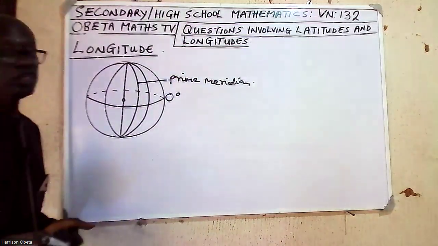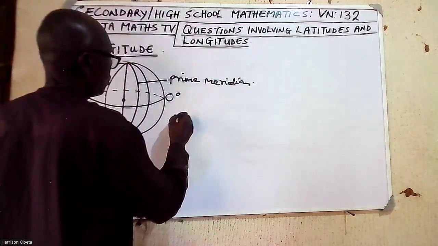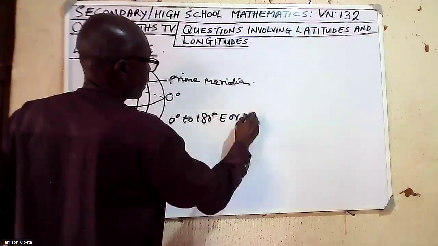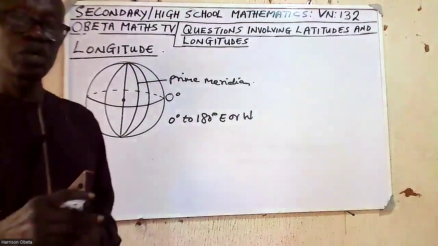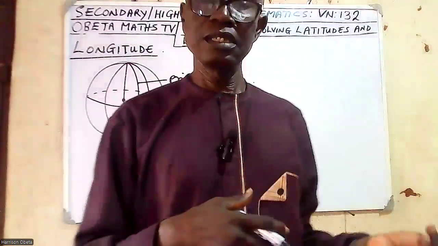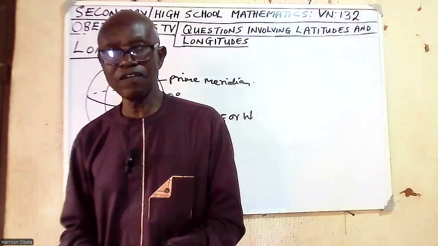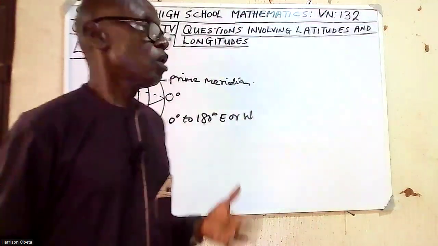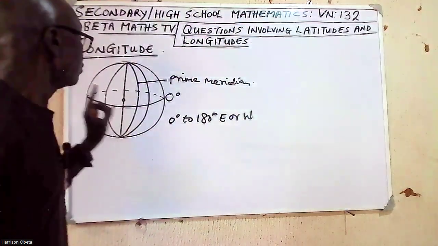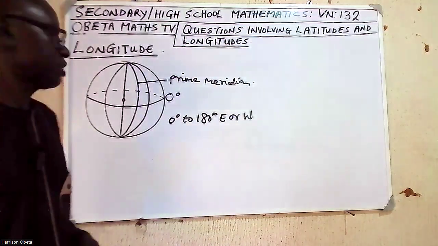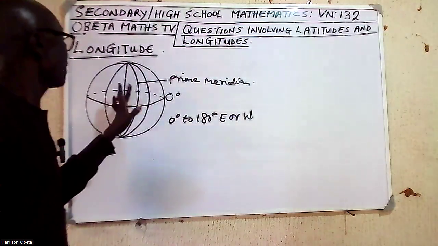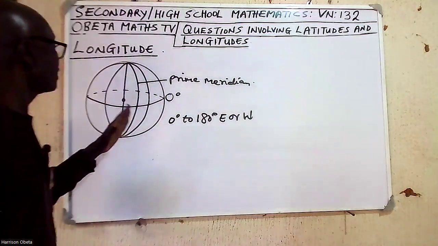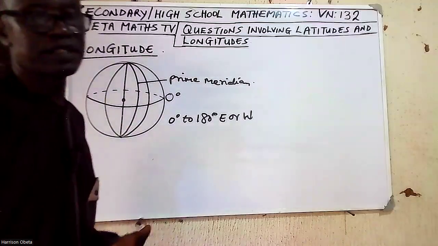And also for longitude, we talk of 0 to 180 degrees east or west. So in longitude, we'll be talking of east or west, and in latitude, when you talk of north or south, you are referring to latitude. So under longitude, we are talking of 0 to 180 east or west. That means if you are going from the prime meridian to your right, you are going due east. From the prime meridian to your left, you are going due west.